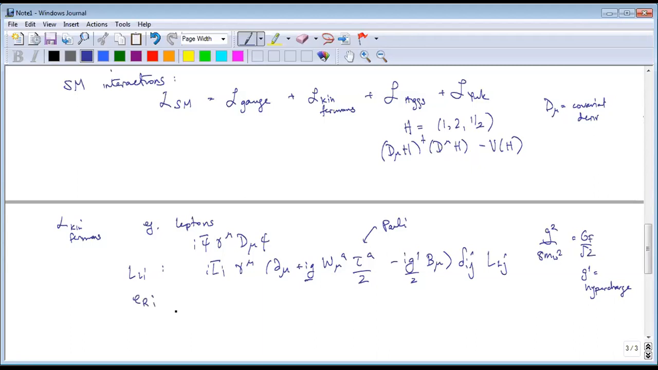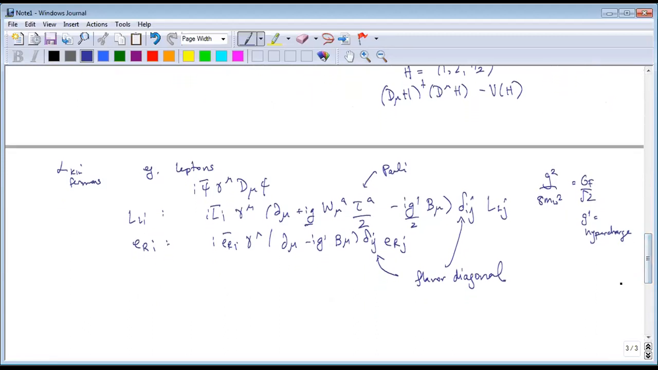And we can write the same type of thing for the right-handed ones, and these look like the following: gamma mu, minus i g prime B mu, delta ij, e_Rj. And the main important thing here, of course, for all of these is that these interactions in this gauge eigenstate basis that I'm using, which should really have these little zeros on it, but doesn't, are flavor diagonal, meaning they're not connecting different copies.